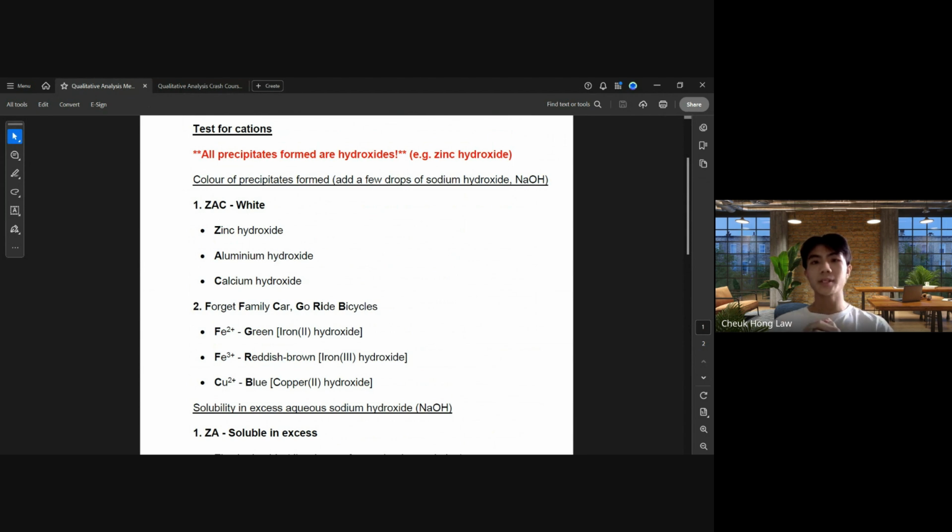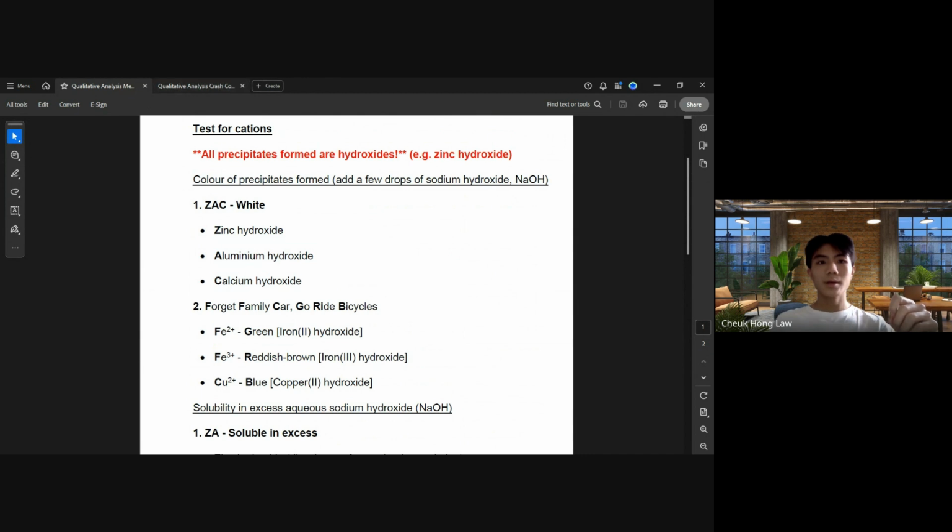The first observation is when you add a few drops of sodium hydroxide to the solution that you want to test the cation for. You need to look out for the color of the precipitate formed. So how do I remember the colors? Firstly, ZAC. ZAC will be your white precipitates. Z is zinc hydroxide, A is aluminium hydroxide, and C is calcium hydroxide.